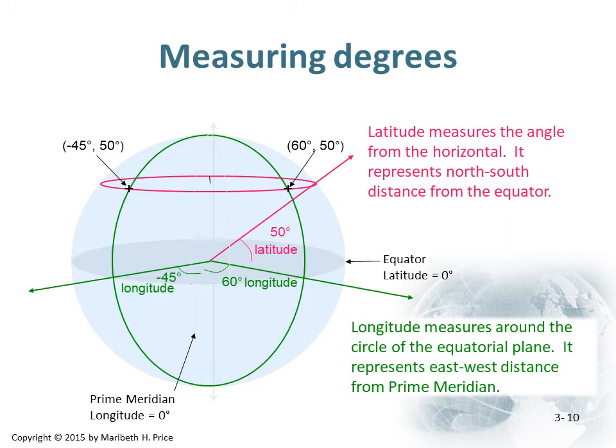Now once we have a measure of longitude and latitude, from those two things we simply can then pinpoint any individual location anywhere on that sphere-shaped object.